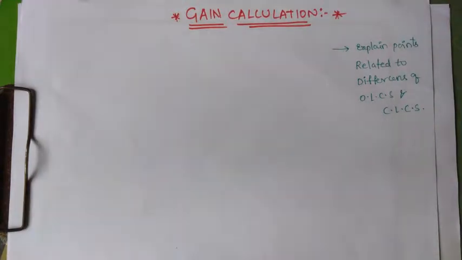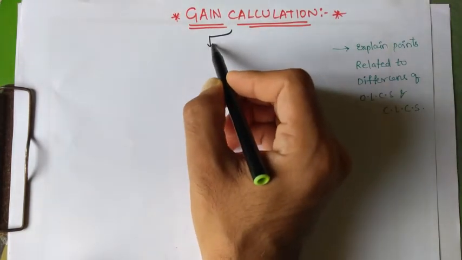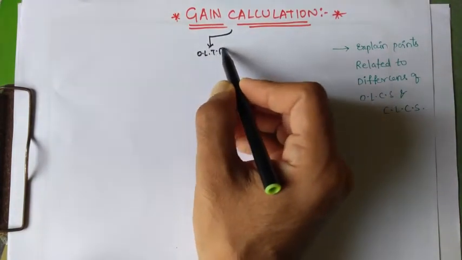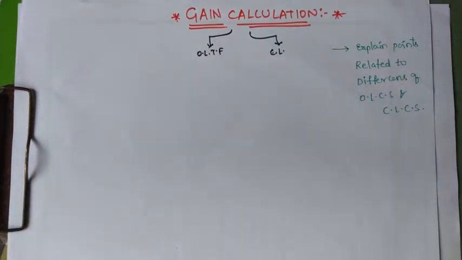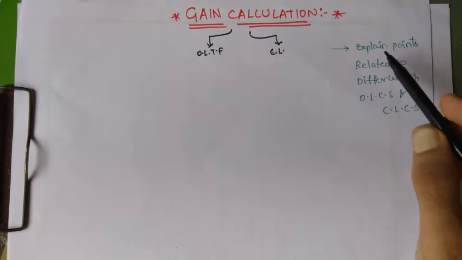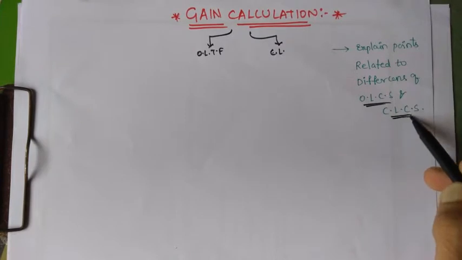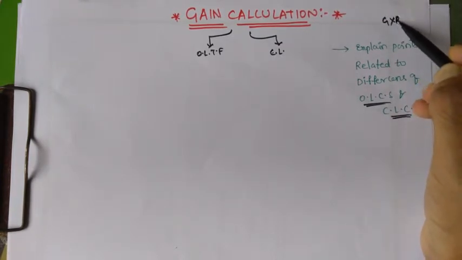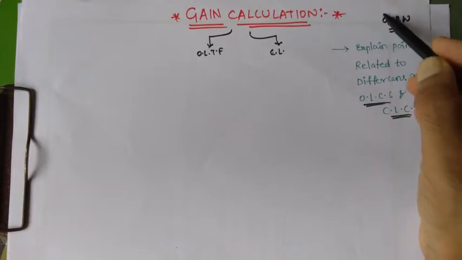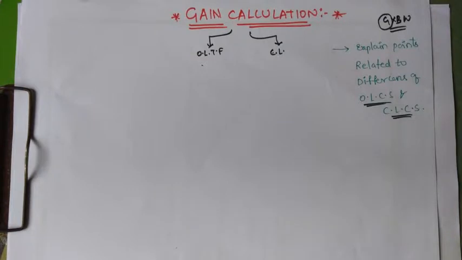Hello friends, welcome again, and in this video I am going to explain about the gain calculations of open loop transfer function and for closed loop system. And you can see that at the end of the video, before concluding, I am going to explain the points related to the differences of open loop control system and closed loop control system, where I mentioned that gain bandwidth product is constant, but I said that I will explain about the gain of open loop and closed loop in the latter part of the videos.